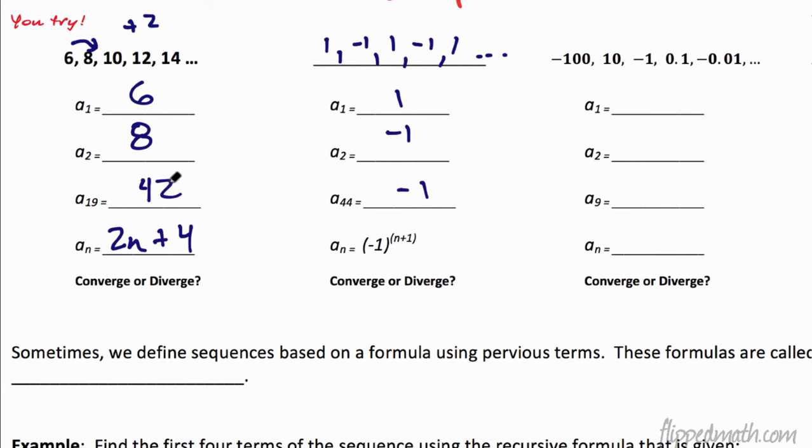Easy enough. This definitely does not converge. It's divergent. So it goes forever away, higher and higher. We're good with that one. Any questions? Good. We're going to the next one. Now the next one you notice looks a little scary.